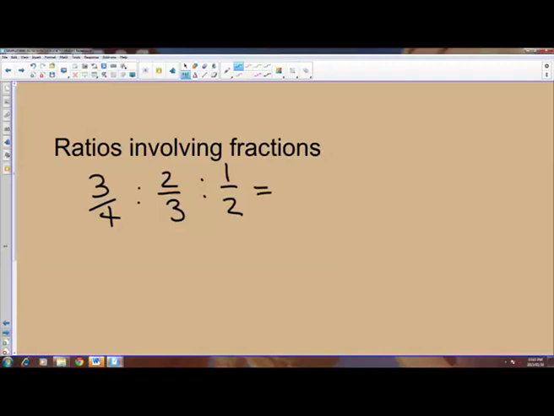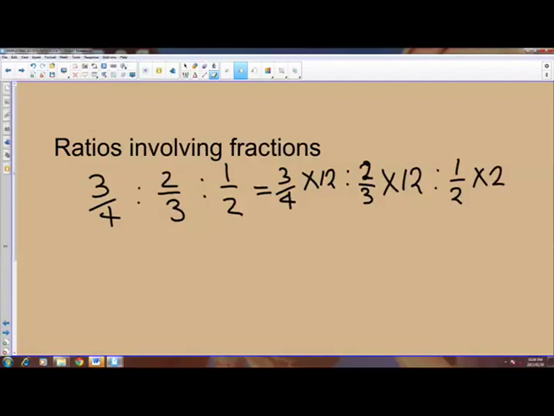We will multiply by the lowest common multiple of 4, 3, and 2. These are the denominators. That lowest common multiple is 12. So we will have 3 over 4 times 12 is to 2 over 3 times 12 is to 1 over 2 times 12. So we have managed to multiply by the lowest common multiple of 4, 3, and 2, which is 12. We now simplify.